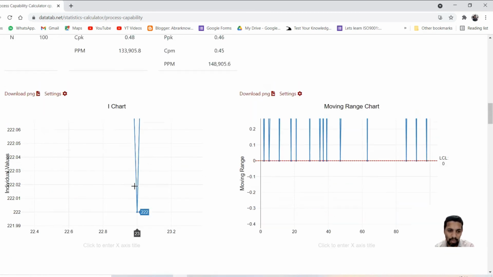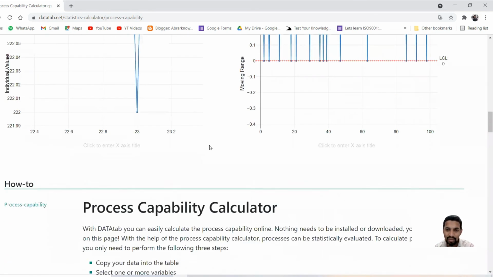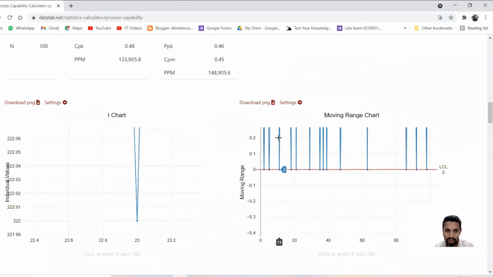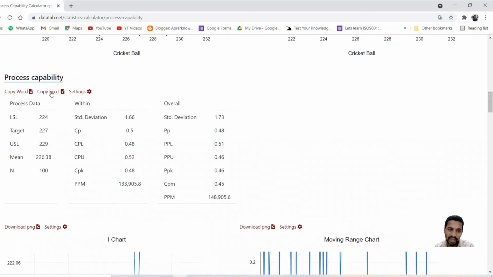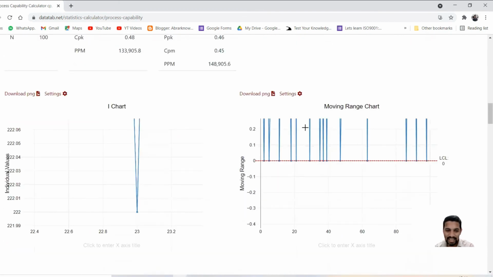So let me go back, and if you want, we can download this as well. Let's say I want to download the Excel version, we can copy it to Word. For example, if I wanted to download, you can just download. Download is being done. So like this, we can easily see that.